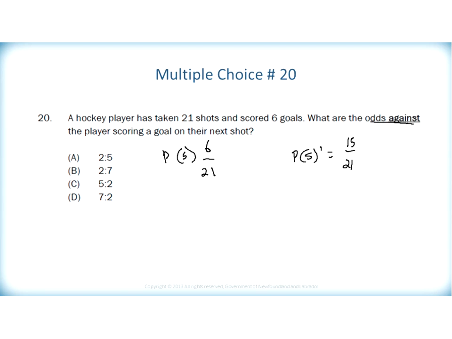We also have to remember that probability should be expressed in lowest terms, as with odds. This will be 2 over 7, this being 5 over 7. So the odds against would be 5 to 2, since they will not score 5 and score 2.